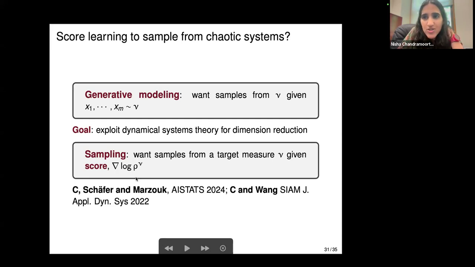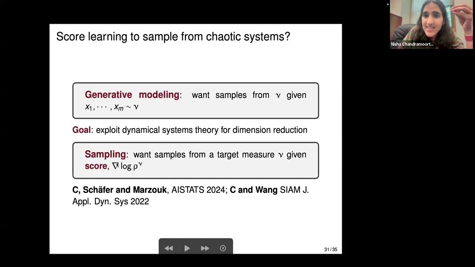Now, if we really want to sample from an invariant measure of a chaotic system, this quantity does not exist because A, there may not be a density. B, what do we define as the gradient, right? There is a density, but it's really only conditioned on the unstable manifold. So we need to change the definition of the gradient. Okay.